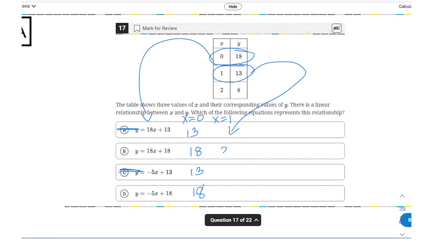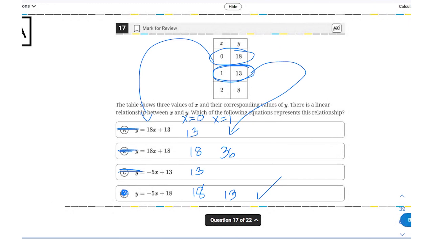When I plug in a 1 for x on B, I get 36 for y. That's not what was supposed to happen. I was supposed to get 13, according to this pair. So it's not that one. It must be D. Let's just double check real quick. If I plug in a 1 for x, I get negative 5 plus 18. Hey, what do you know? That one's 13. That one checks out. That one's our correct answer.